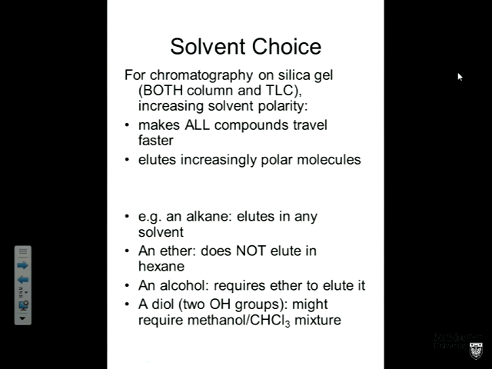Any questions? You mean like sort of experimentally? Well, basically, if it comes off the column, it's displaced the compound, right? Yeah? Yes? Okay. All right.